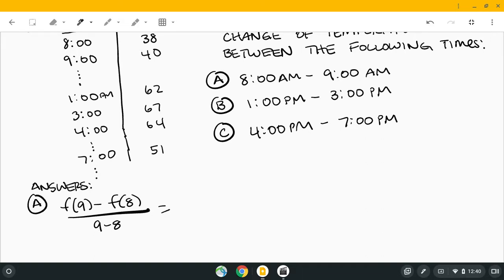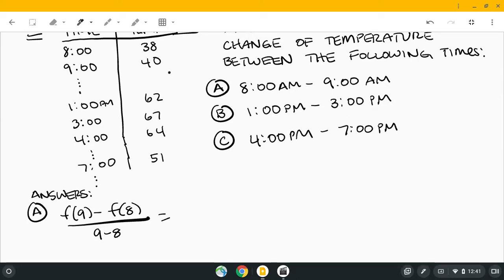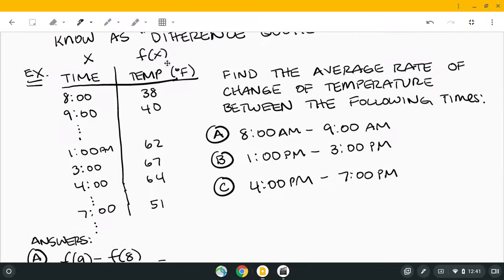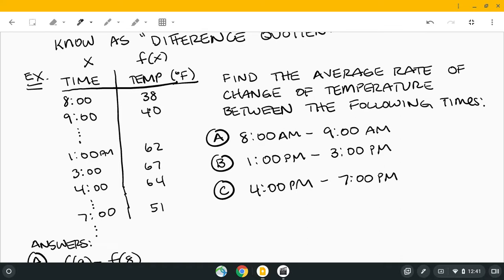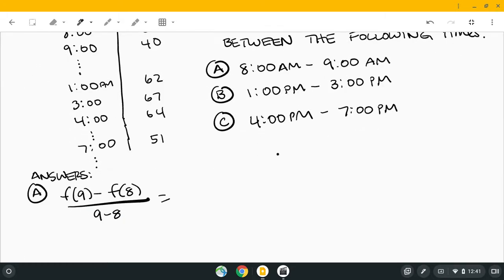Okay, so here when we look at f of 9, I said these are your f of x values. So f of 9 is 40. F of 8 is 38. So 40 minus 38 over 9 minus 8, which is 1. So we end up with 2 over 1, which is 2. So this means that we are changing 2 degrees Fahrenheit per hour.